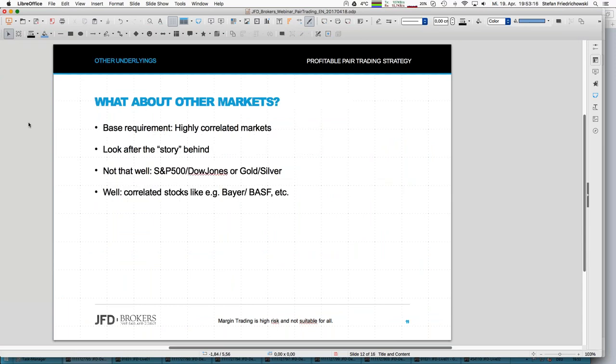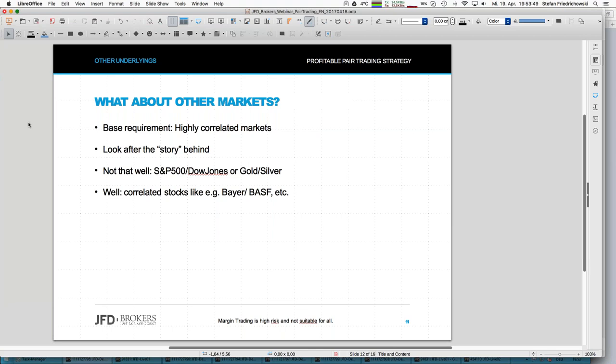And just to give you an example here, what is in principle always necessary? What we need for our selection of underlyings is highly correlated markets. That's the base requirement for that kind of strategy. And even better, if you find a good story behind those two markets and why they should correlate that well.